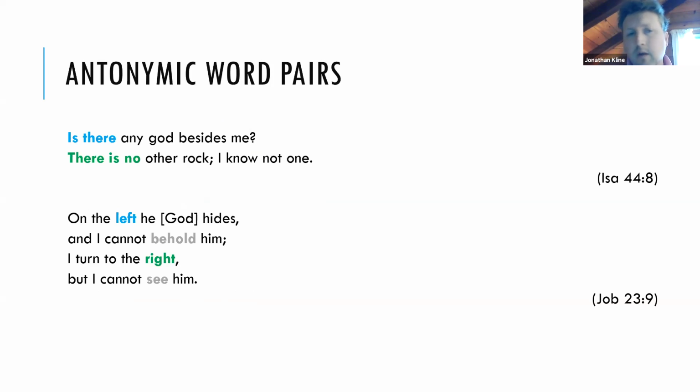Word pairs can be antonymic, expressing opposites. Isaiah 44, is there any God besides me? There's no other rock, I know not one. In Hebrew, it's a little easier to see because "is there" is one word and "there is no" is one word. Job 23:9, on the left, God hides and I cannot behold him. I turn to the right, but I cannot see him. So left and right are an antonymic word pair, and then I've grayed out behold and see, which are a synonymous word pair.